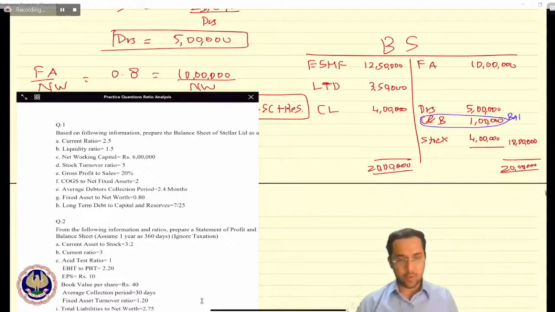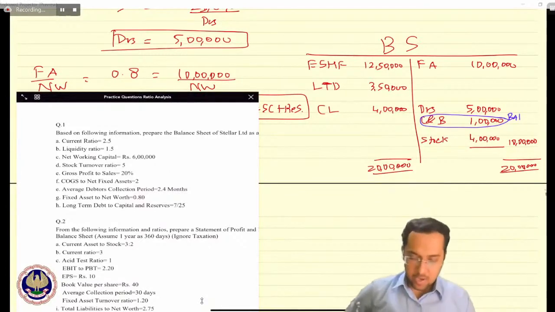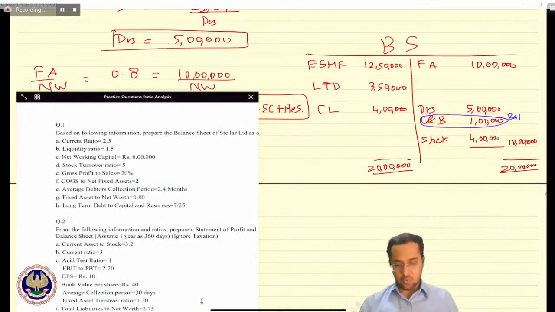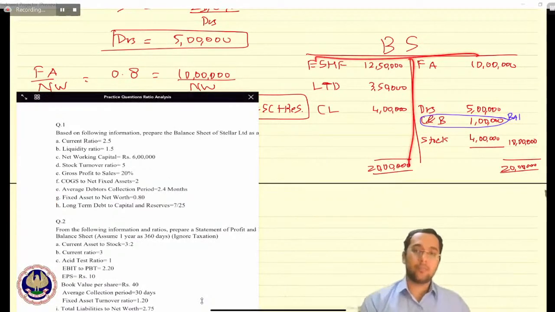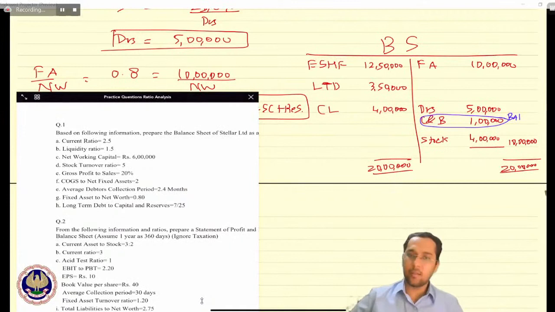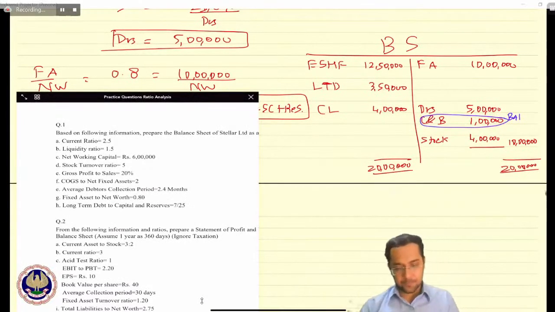Whenever you have such questions, the only tricky part over here is this balance sheet and P&L formation. You need to go through the ratios. Whatever is possible, just calculate with the ratios. Then prepare a rough balance sheet, and you will identify the ones which are left over or need to be calculated. Sometimes it will be just a balancing figure. Sometimes some manipulation may be required to be done.